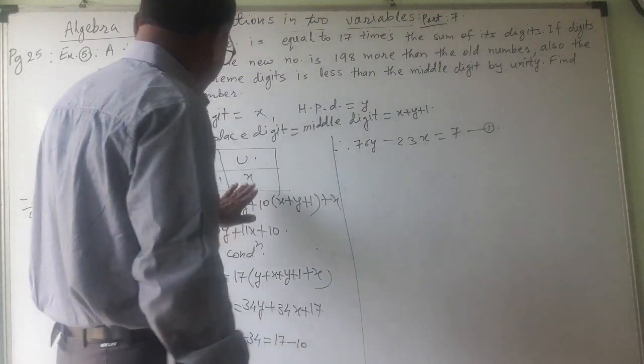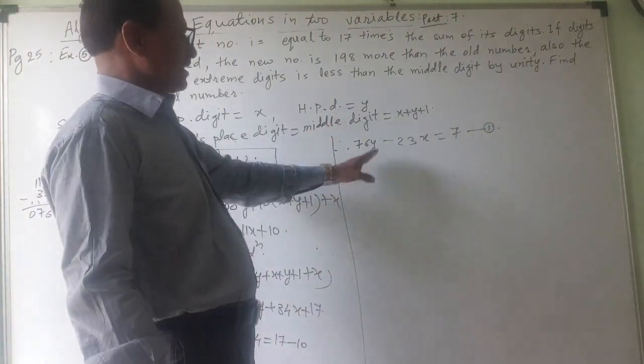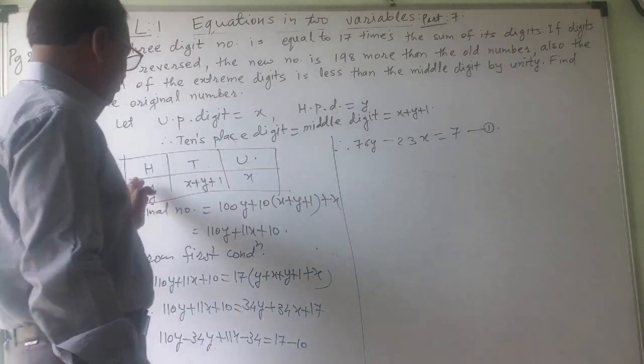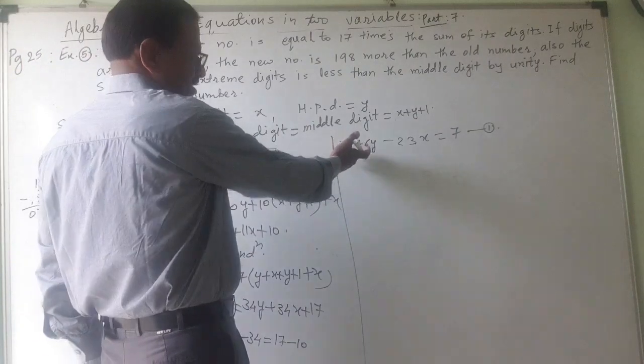If we had taken the variables the other way round, then here it would be 76x. Now I have taken y here and x here, so it is different. In the textbook it is x here.